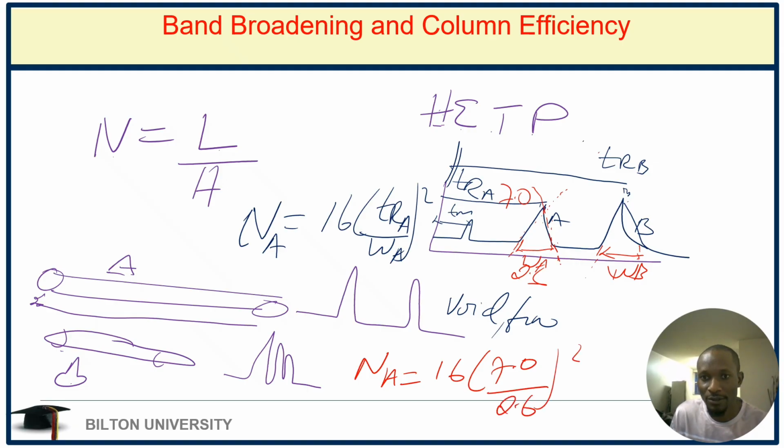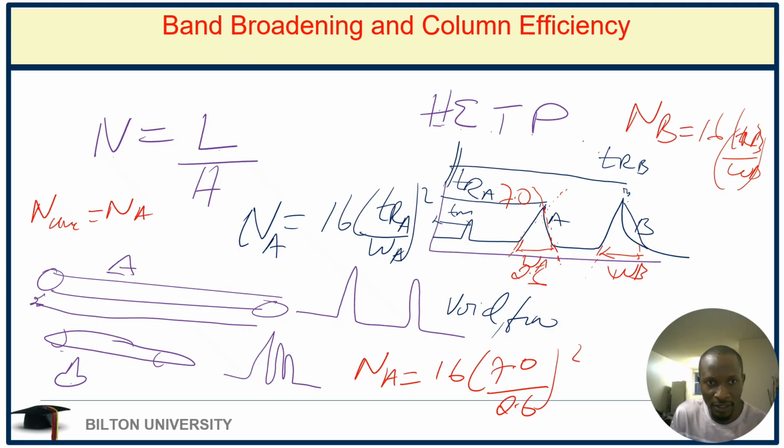You are going to do that also for B, and the retention time for B is going to help you get the number of theoretical plates for B, which is going to be 16 TR of B over the width of B, and everything here squared. Then in that case you can get the average number of theoretical plates, which will be NA plus NB divided by 2, the average of the two.